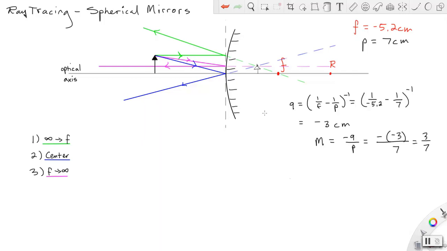Okay, another question that we sometimes ask about these is: is it virtual or not? And there are two ways to tell if an image is virtual. One of them is if q is negative, then it's a virtual image. And the other one is if your rays of light just appear to be coming from the image versus whether they're actually coming from the image.